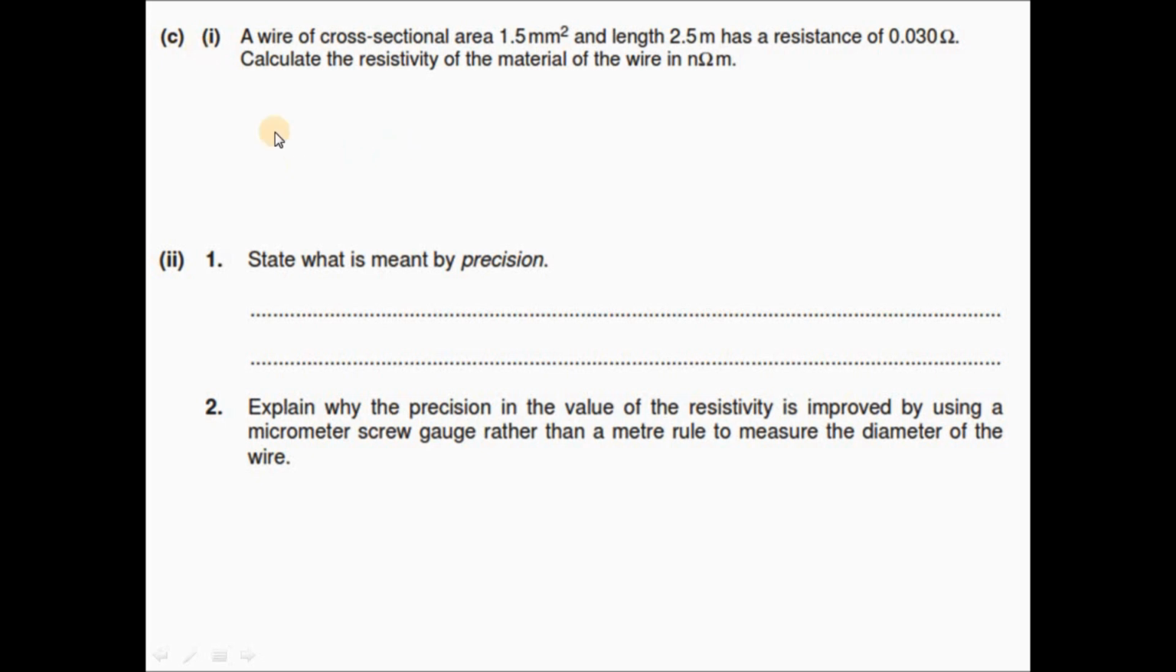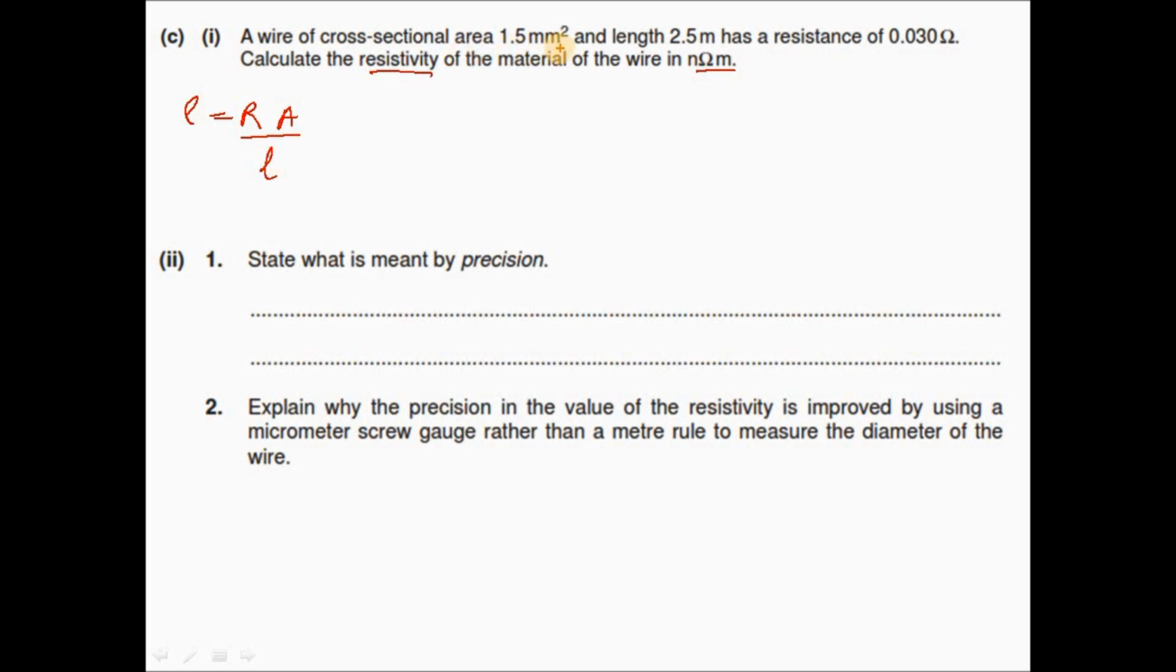Part C. A wire of cross-sectional area 1.5 millimeter square and length 2.5 meter has a resistance of 0.03 ohm. Calculate the resistivity of the material of the wire in nano ohm meter. So we need to find the resistivity in nano ohm meter, and if you recall, your resistivity formula is rho is equal to RA upon L. You just need to substitute the values because resistance, area and length are given in the question, but here there is one important point. You must be careful about that.